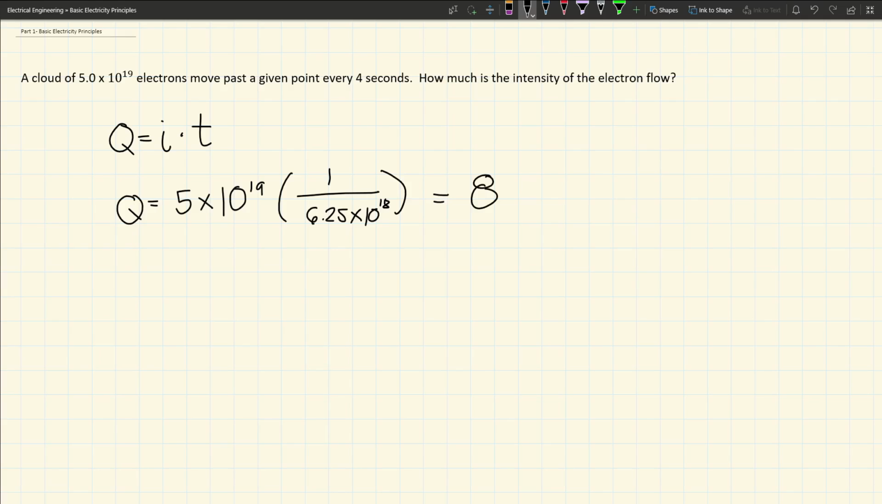So this problem is looking for the intensity of the electron flow, which is the I. So our current will be charge over time. So charge is 8 and time is 4. So our electron flow is 2 amps.